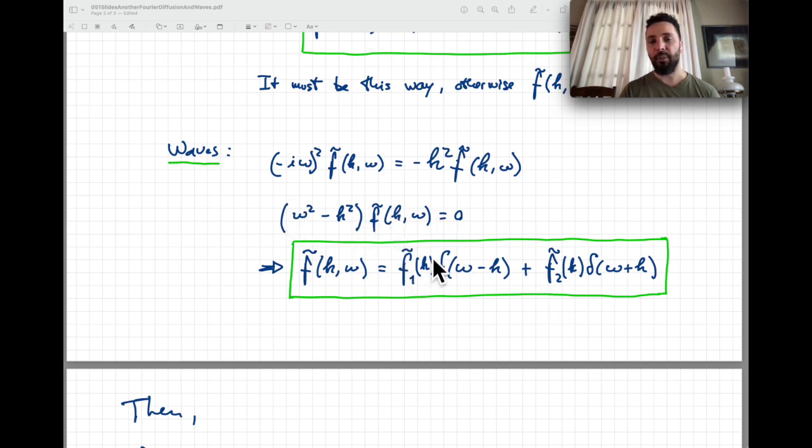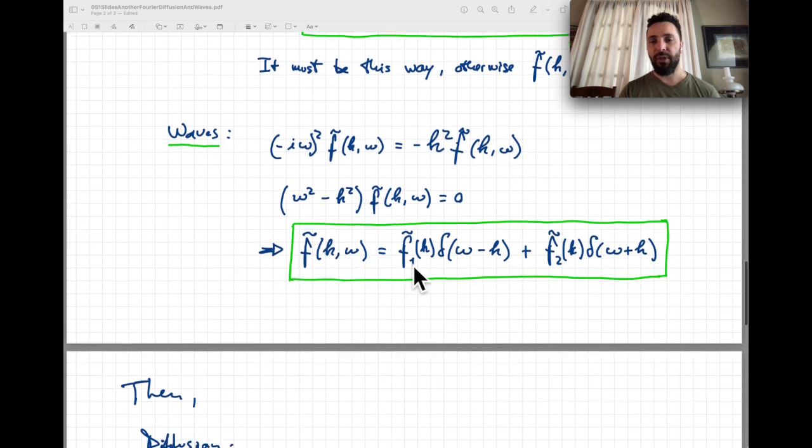And so we can separate those two factors and call them f1 of k and f2 of k. They don't have to be equal necessarily. They will be in some cases, depending on the initial conditions, but not in complete generality. And so then we have f1 tilde of k times delta of omega minus k, and something else we call f2 tilde of k times delta of omega plus k.